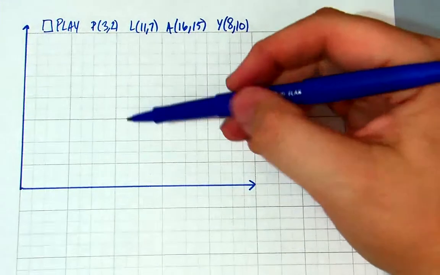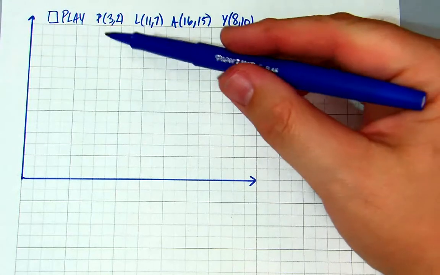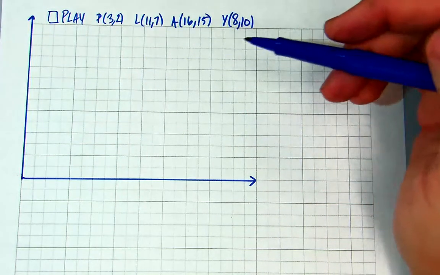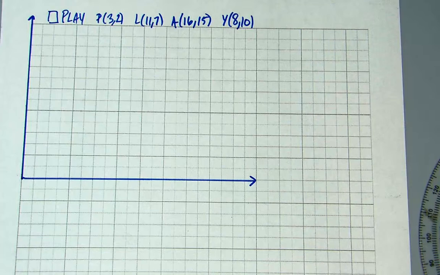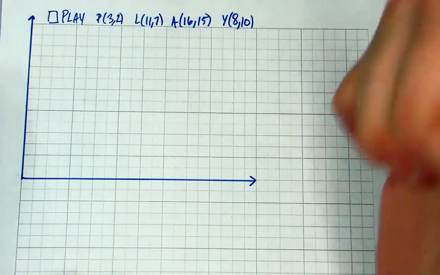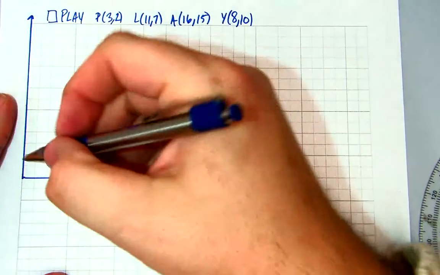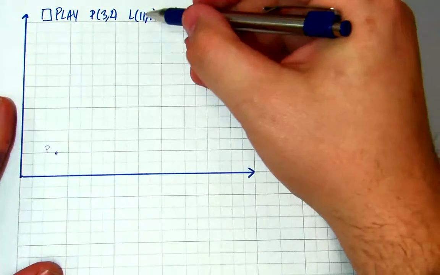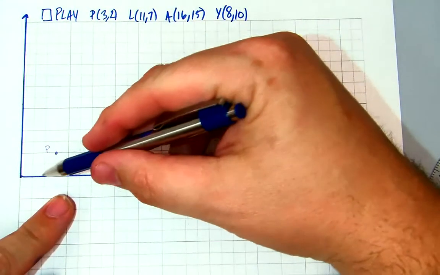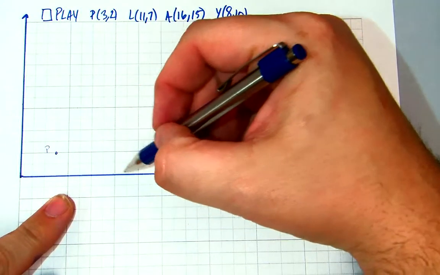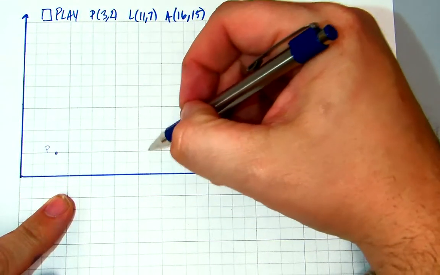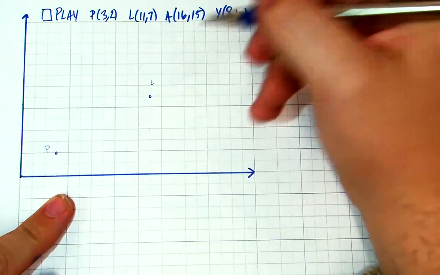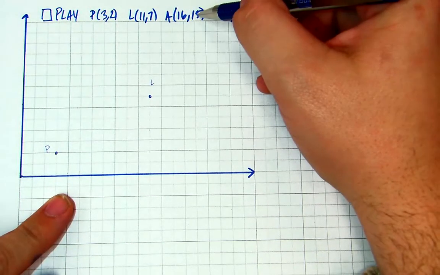Noticing that we are all in the first quadrant, since every value is positive, I've decided just to draw the first quadrant. The first thing you want to do is plot every single point. 3, 2, here's point P. 11, 7, there's 1, 2, 3, 4, 5, 6, 7, 8, 9, 10, 11, and then 1, 2, 3, 4, 5, 6, 7. There's PL. A is at 16, 15.